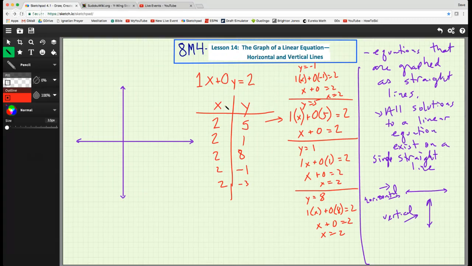So let's now graph this. Let's see what this looks like. Well, we have 1, 2. (2, 5) is right here. Whoops. That's (2, 5). Let's graph (2, 1). Graph (2, 8). Let's graph (2, -1). Uh-oh, look at this. What is cool about this line? There's something really neat happening with this line. Let's go ahead and draw the line that is this linear equation.